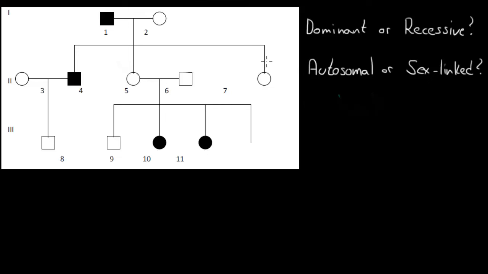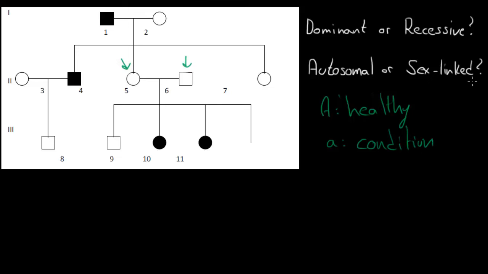To find that out, we always find a couple that are both healthy or both sufferers of the condition. In this case, we can take number 5 and 6. So these two individuals, as you can see, are both healthy and they have offspring that have the condition. So therefore, this is a recessive disorder. So we can say that capital A is healthy, and small a is the condition you're looking for. For example, it can be a specific disease.